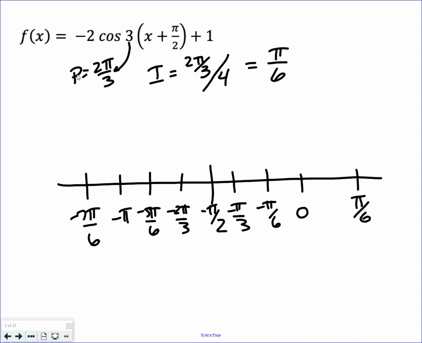It's a negative and it's a cosine. Cosine starts off the midline, but this one's going to start off the midline below. And then on, off, on, off, on, off, on, off. Connect the dots.